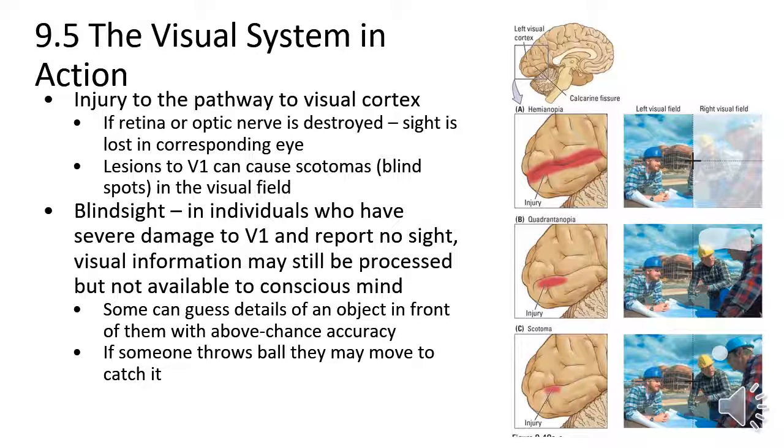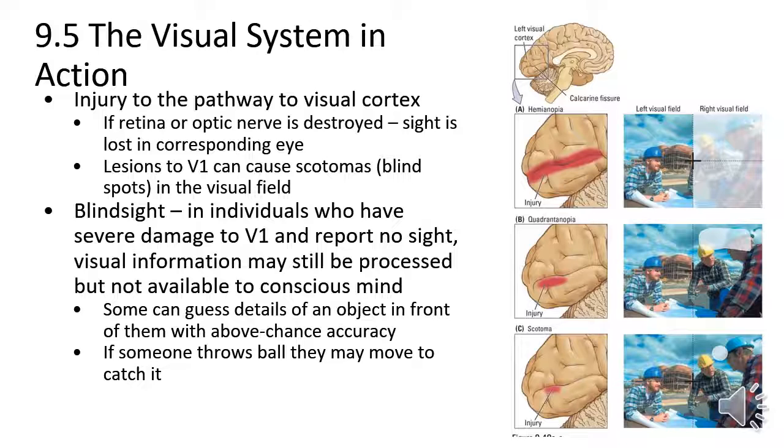So notice in this image, in the picture, the damage is to the left visual cortex, and the scotoma is in the right visual cortex. And the degree of scotoma is dependent on the degree of injury. So a bigger injury causes a bigger blind spot in that visual field.